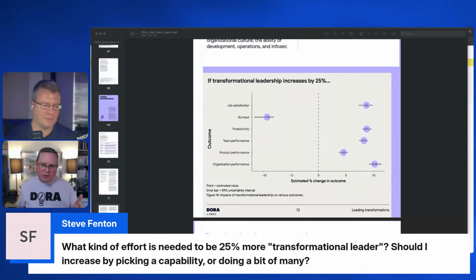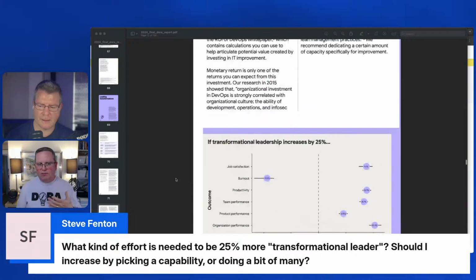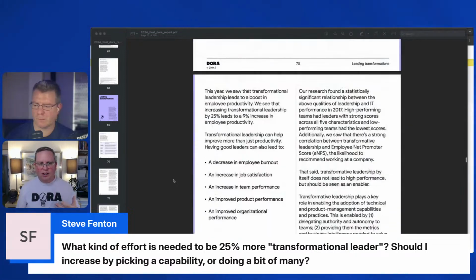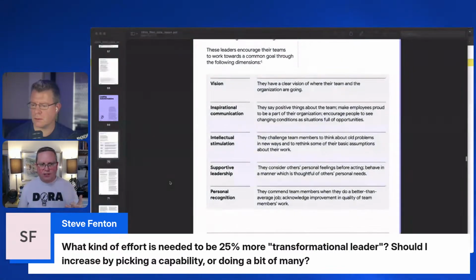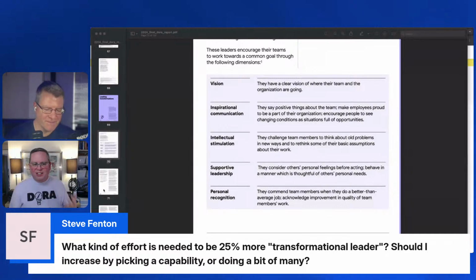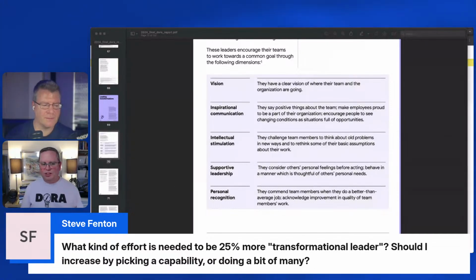And when it comes to transformational leadership, I think you were just, maybe if you scroll up a little bit, there were some of the characteristics of what it means to be a transformational leader. And it was things like having a vision. There you go. Vision, inspirational communication, intellectual stimulation, supportive leadership, and personal recognition.